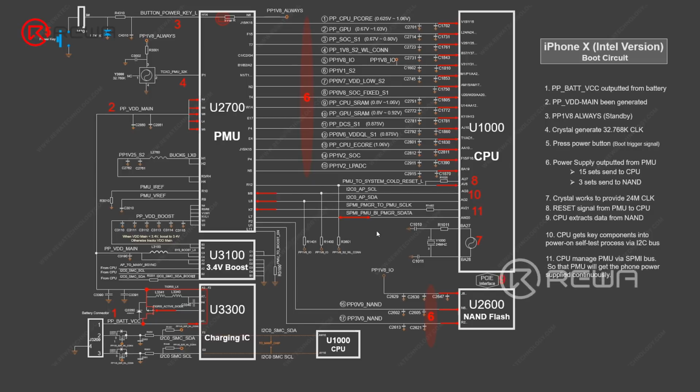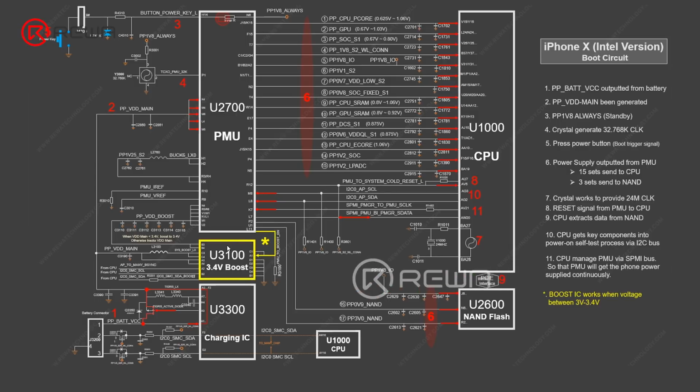Okay, so this is almost finished about the boot circuit, but we did not mention this part and this part. So let's take a few seconds to look at this part. This boost IC, as mentioned, is used to boost the voltage when the received PPBATT VCC is between 3 to 3.4 volts. So when the voltage is too low, an enable signal will be sent out from the PMU to the boost IC. After the enable signal is received, the boost IC will form a boost circuit with this inductor. Then output the power.